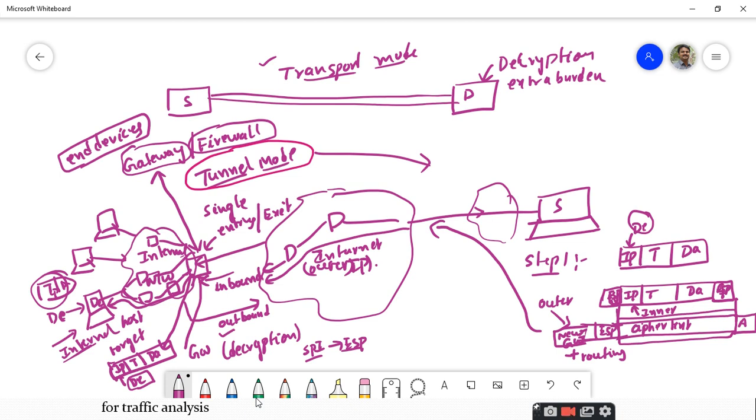Why? Because the transport mode allows traffic analysis. The tunnel mode does not allow traffic analysis. That is the reason why we say that the tunnel mode is more secure than the transport mode.